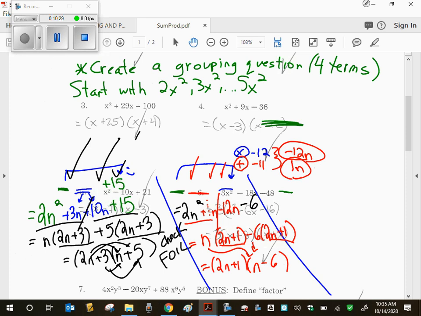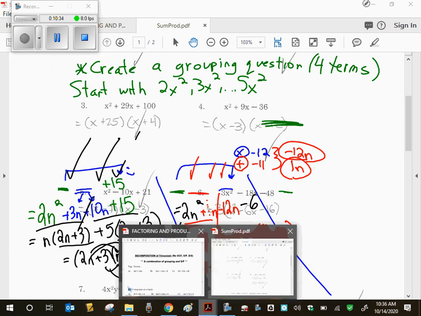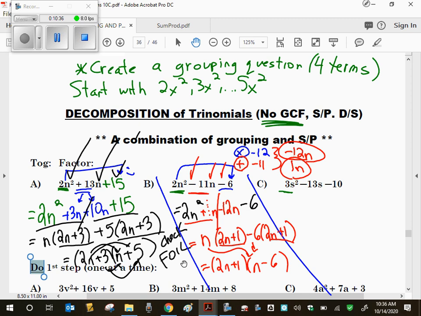So sum products, let's start with x squared. Do them like we did last week. Put the numbers in the brackets. These ones that don't start with x squared, these are the ones where you have to find the middle terms and decompose them.